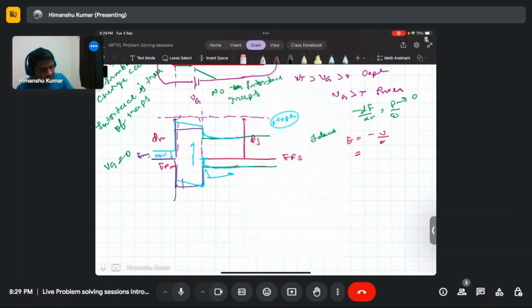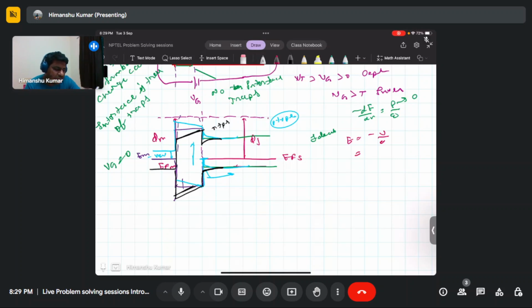Now, if you apply a negative gate bias, what will happen is the band will move down. So this band will move down, and similarly here the band will move like this. You can write it like this. Similarly here, the band will move like this.